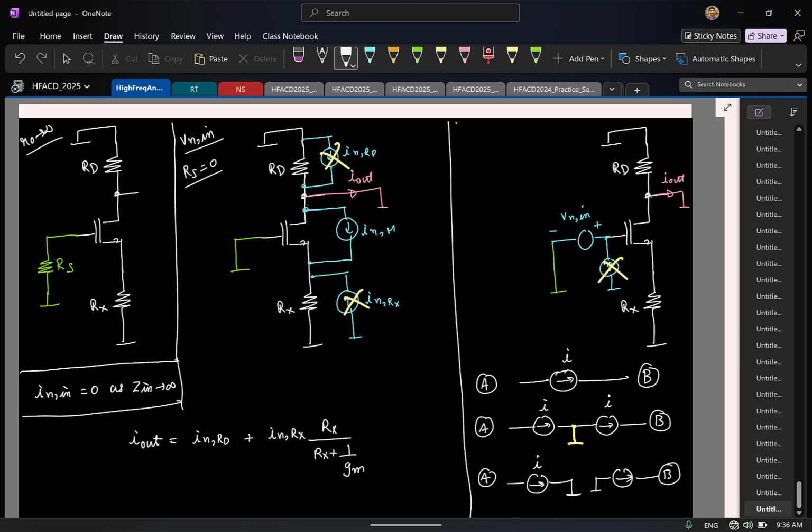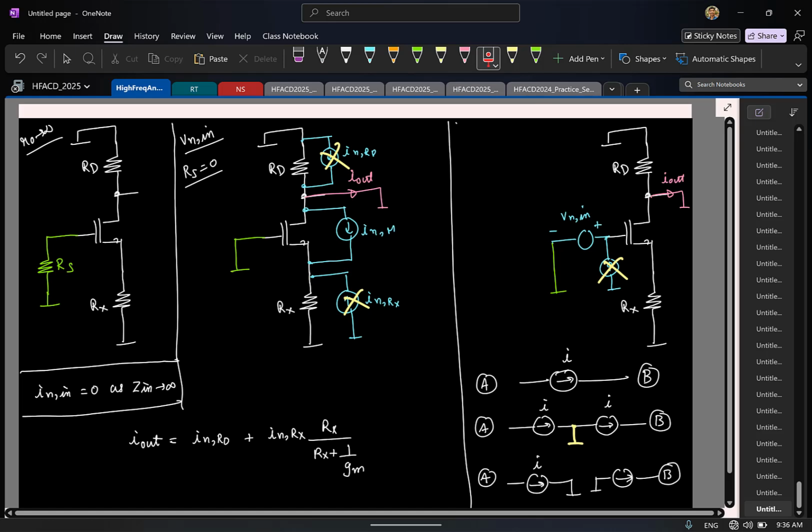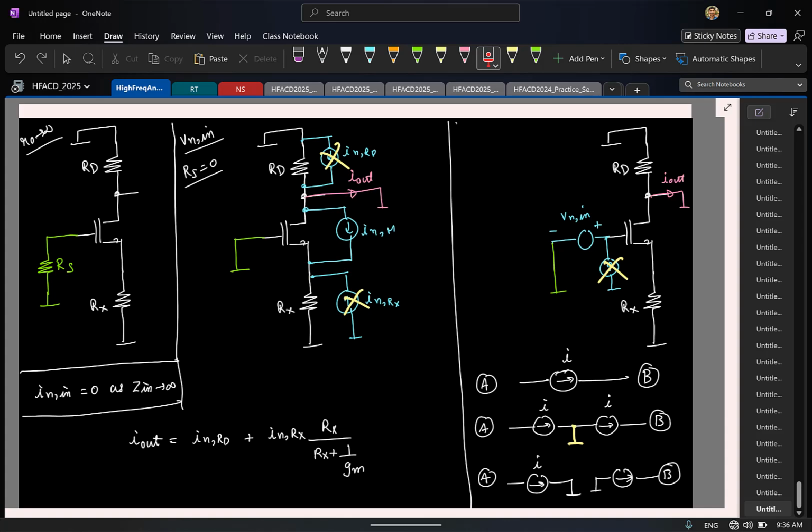Node A is not connected to ground. No, that is okay. Remember that it is connected to ground, but you are interested in finding the current here, right? So that way I am not considering it as ground. Okay.